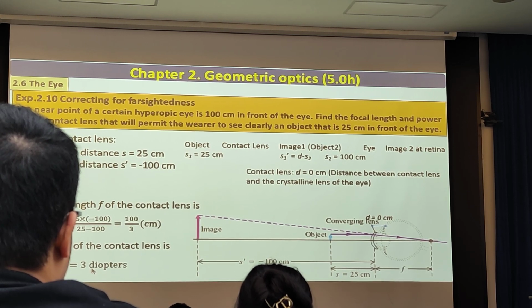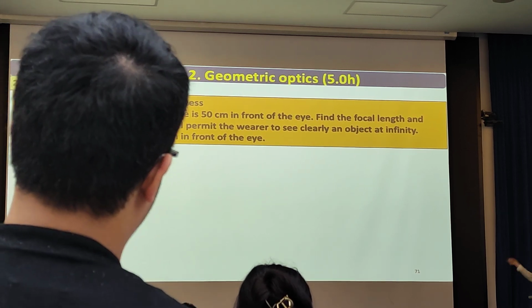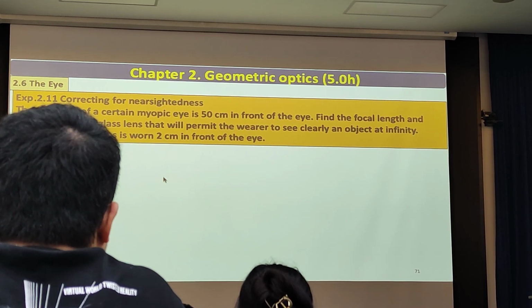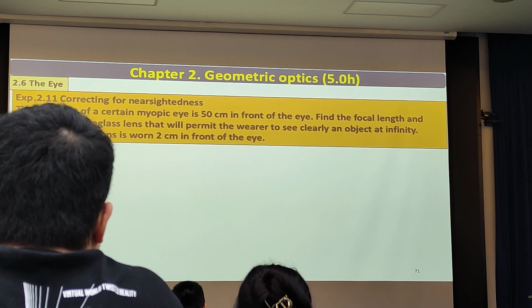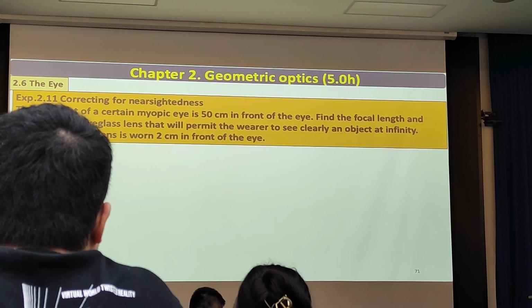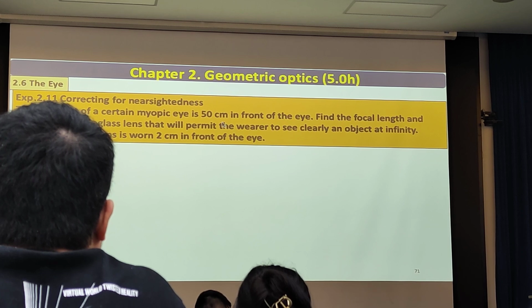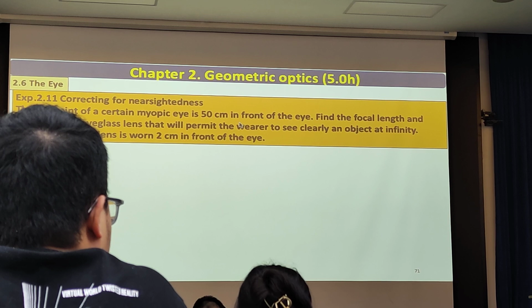It is one example for the correction of the farsightedness. And before we stop, I will discuss with you the nearsightedness as well. So here we have the case in which the eye cannot observe something very far. So in this case of the eye, we have the far point of a certain myopic eye is 50 centimeter in front of the eye, instead of the normal one which is infinity, right?